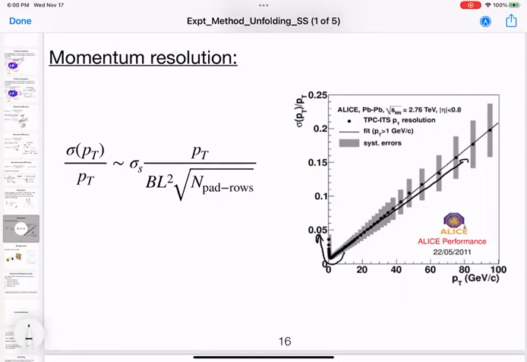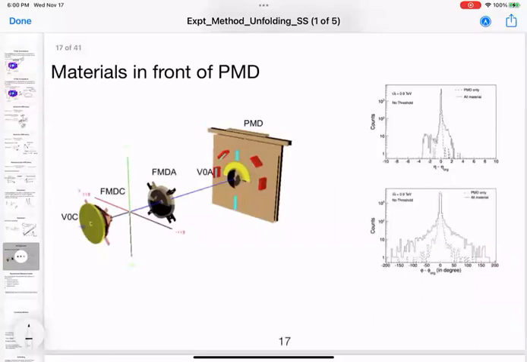And energy resolution can also affect our measurement. So it can cause some smearing in our measurement. So if we have momentum, let's say 5 GeV, because of this momentum resolution, we can get some kind of smearing. Okay. So there is another effect that can affect our measurement, which is called the background.